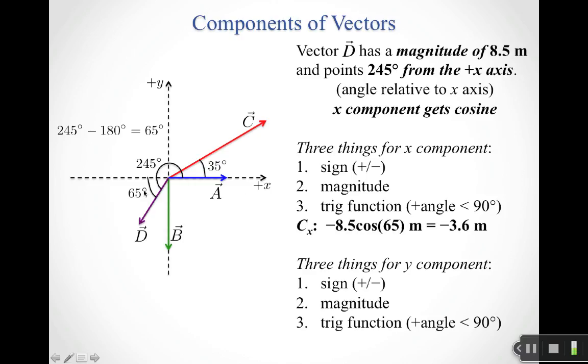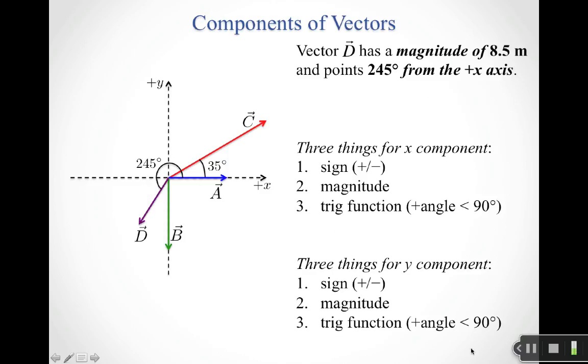For the y component, same game. Here I notice that the y component points down. I said positive y points up, so the y component pointing down means I need the negative sign. Magnitude is still 8.5 meters. Again, the trig function, this angle is defined relative to the x-axis, so x gets the cosine, y gets the sine. So this will be negative 8.5 times the sine of 65 degrees. And again, that's a distance in meters, or negative 7.7 meters.